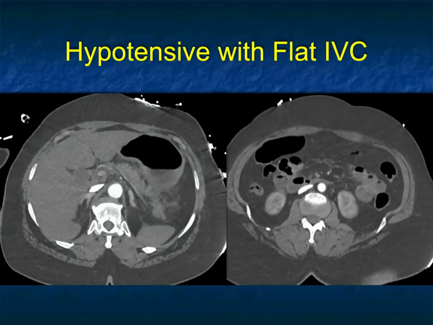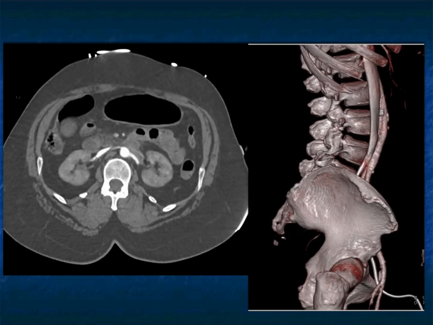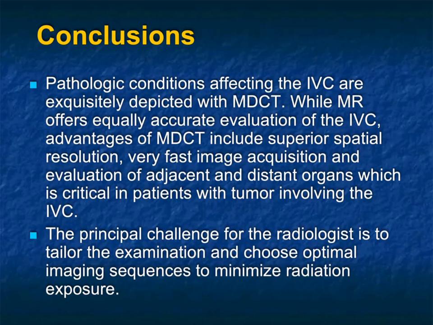Here's a nice example of a very bright, hypotensive patient, flat IVC, bright adrenal glands. Here it is on the axial again, the flat IVC, and look how flat the IVC looks when you look at the patient's sagittal views. Just a very, very nice example. Again, you don't need that sagittal view. Typically, the diagnosis is made on the axial views.